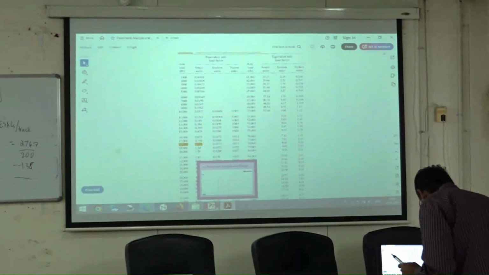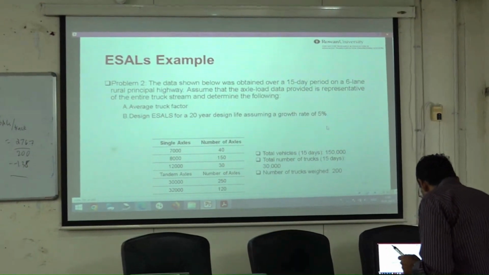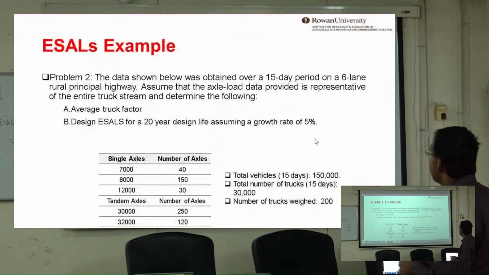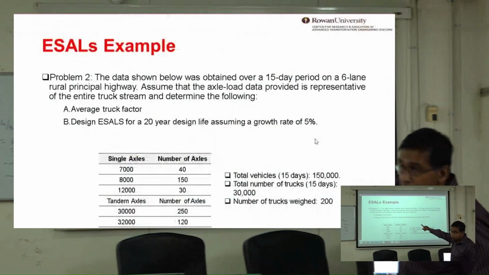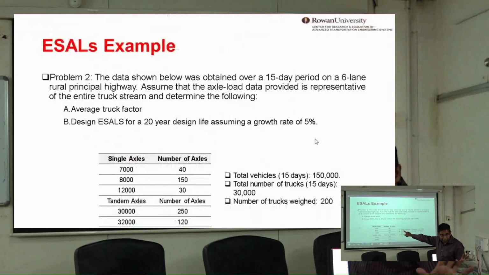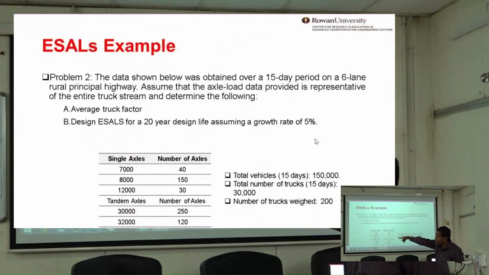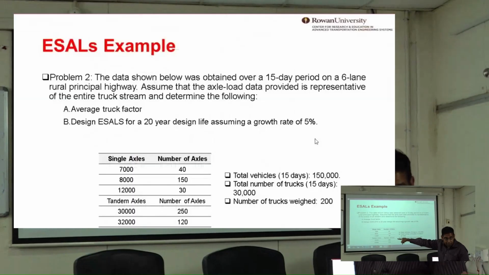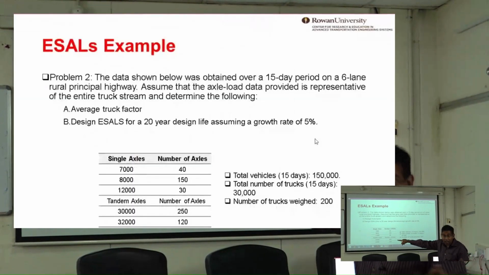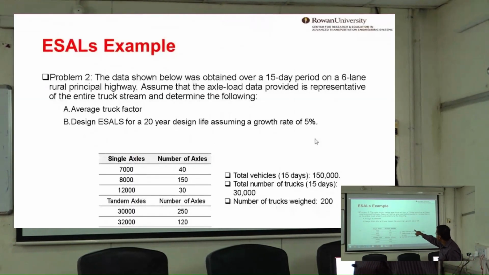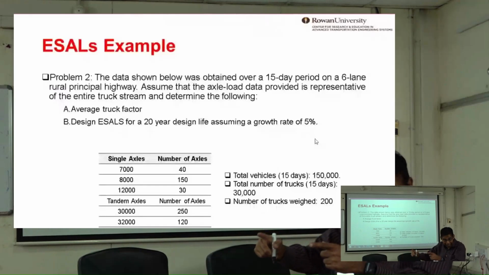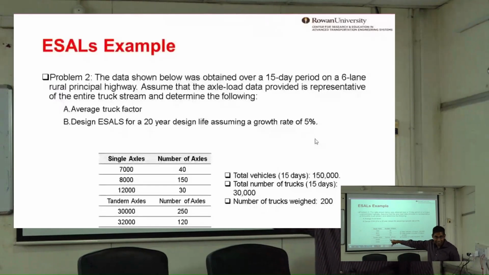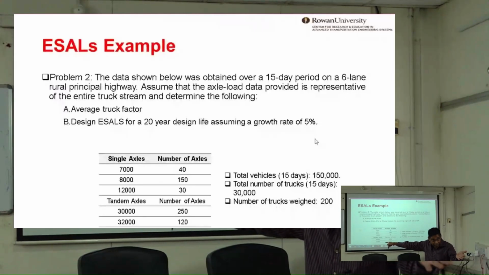Anyway. All right, so that's your first one. I did the first part. I got it. The truck factor is 1.38. You all did that. You got it? Now, second one: calculate the design ESALs for a 20-year design life, assuming a growth rate of 5%. Same problem as before, except that the truck factor is 1.38. And last time I gave you a 0.38 number. Everything else is the same, right?